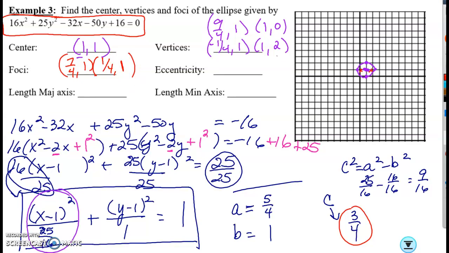Eccentricity, we are taking 3/4 divided by 5/4. So 3/4 divided by 5/4, which is 3 over 5, which is about 0.6, right in the middle of the road. And then the major axis length, well, on the way out here, that was equal to 5/4. So if we double 5/4, that's going to give me 5/2 or 2.5.